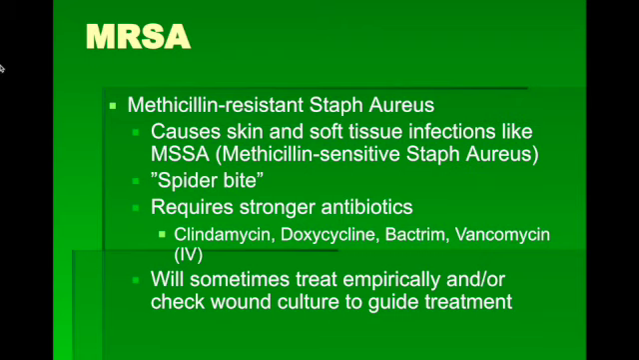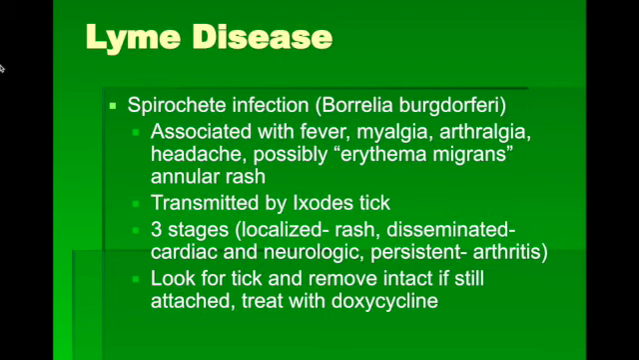So the oral medicines that can do that are clindamycin, doxycycline, and Bactrim. And then for IV, sometimes we use something called vancomycin that would be given in the hospital for more severe cases. And we'll often treat empirically, meaning just assuming that there could be MRSA there, or there's a high chance, and so we're going to cover for it. But sometimes we also do check cultures of the wound, or sometimes we can do a swab of the nares to look to see if there's MRSA hanging out in the nose, colonizing the nose.